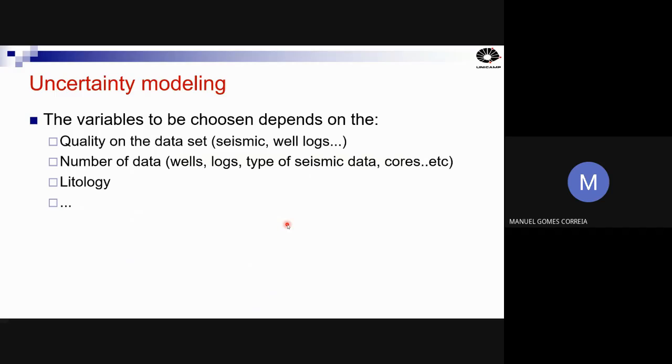The variables to be chosen as uncertainty depend on the quality of the data set and the number of data. Normally when we have few wells or poorer seismic data, we have more uncertainty in our data, so we need to find ways to spread our variability in our model in order to characterize all this kind of uncertainty that we have.